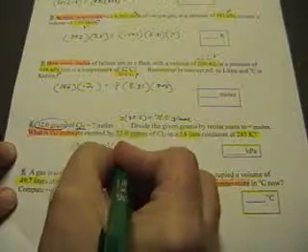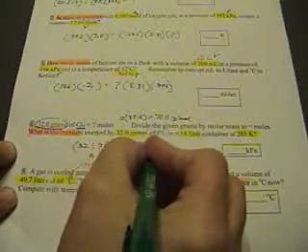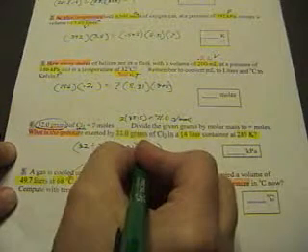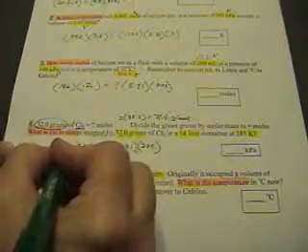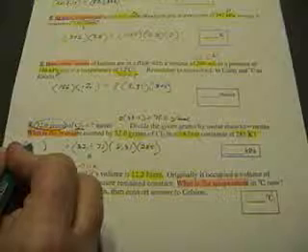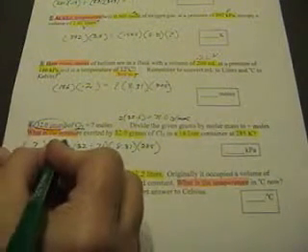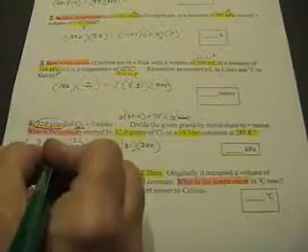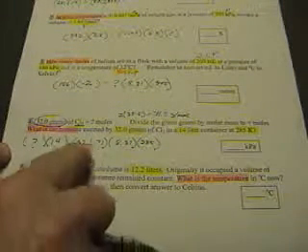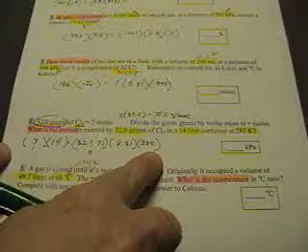Our R is still 8.31. Our temperature is 285. Our pressure is our unknown. And our volume is 14. So we're going to take care of all of these numbers and then divide it by 14 to come up with our unknown.